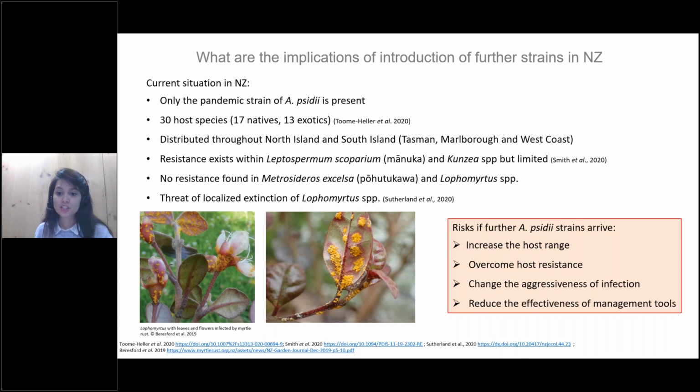So the risk associated with the introduction of a new strain of Myrtle Rust in New Zealand is that it could increase the host range, it could overcome the host resistance, change the aggressiveness of infection, and reduce the effectiveness of management tools.